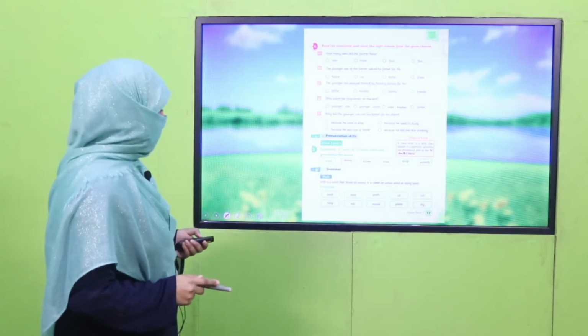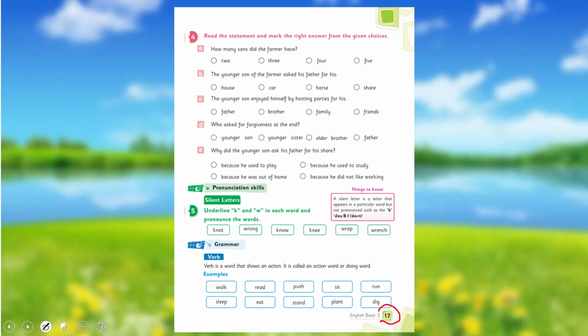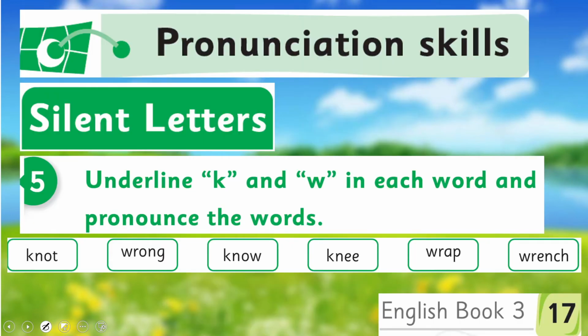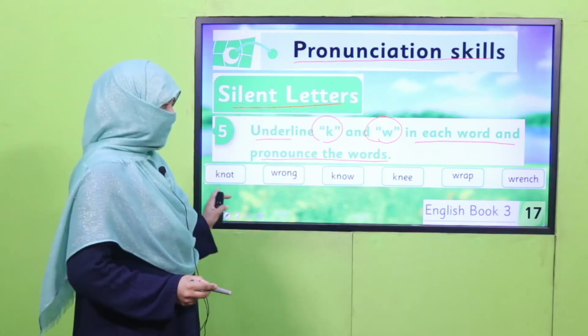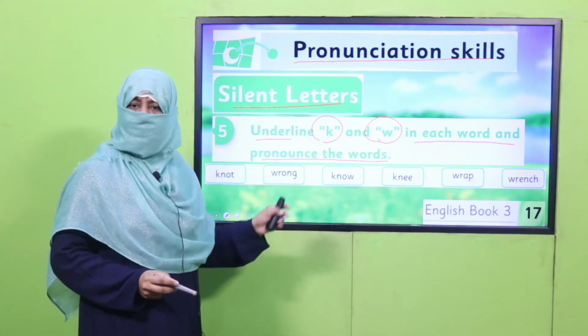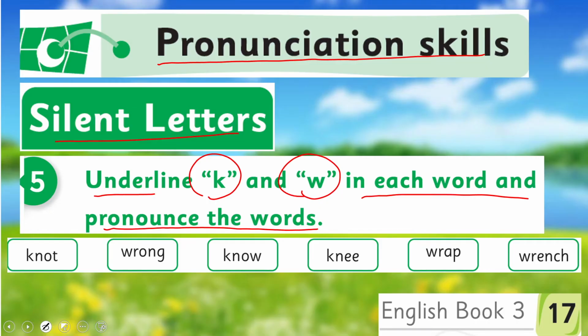Now we are going to practice it from your book. Open your book on page number 17. Pronunciation skills, silent letters. Underline K and W in each word and pronounce the word. Now these words are there. You have to underline K and then say the word. Then you will be pronouncing it properly. So pause the video and practice and complete this exercise.